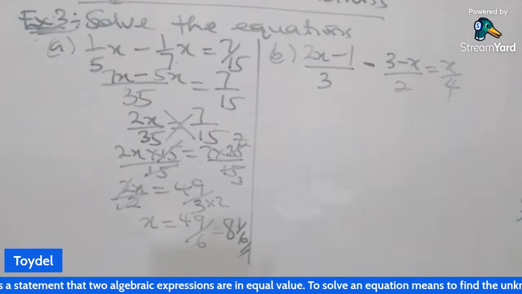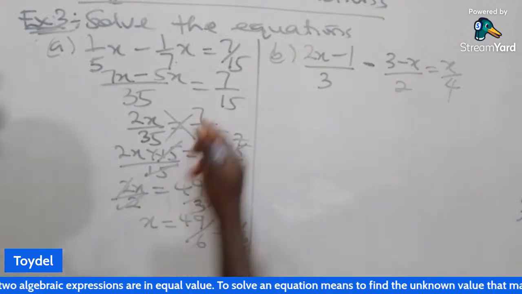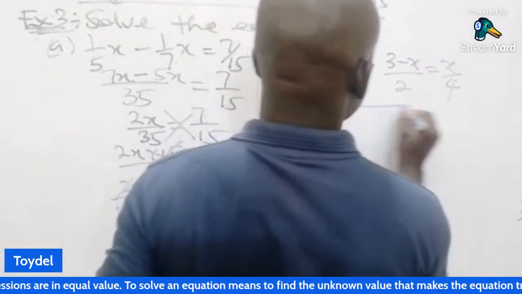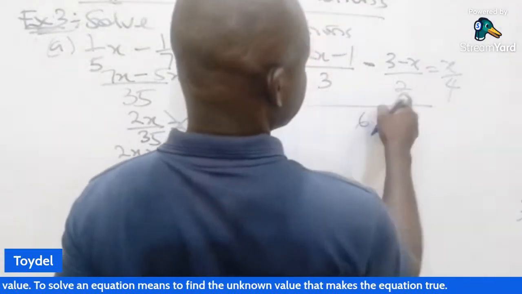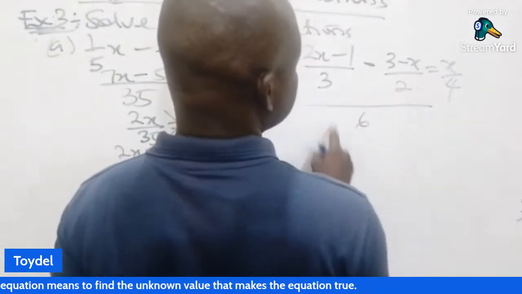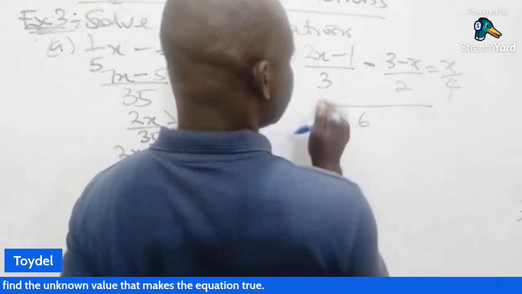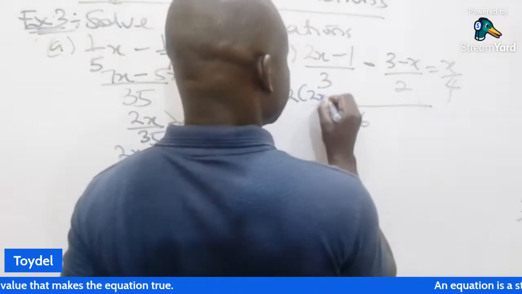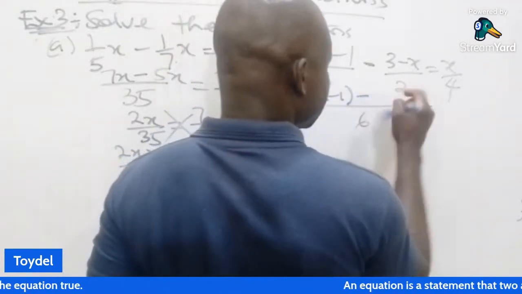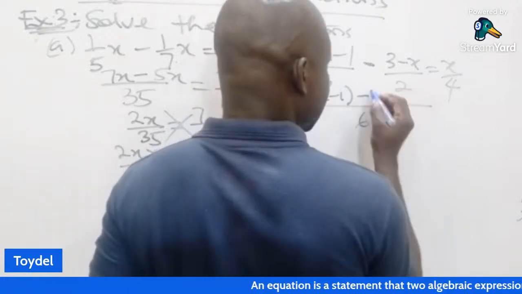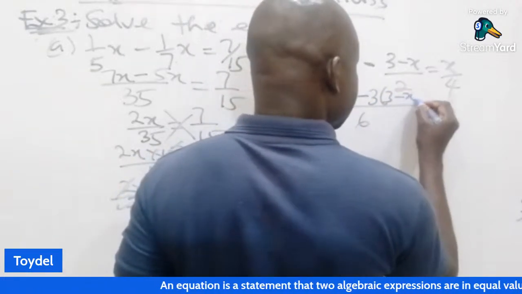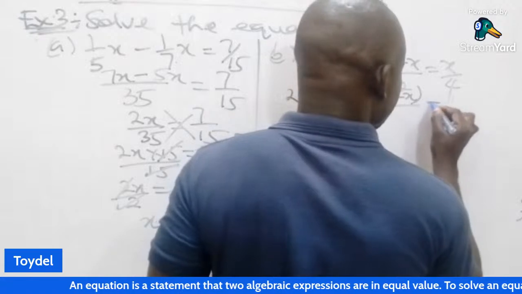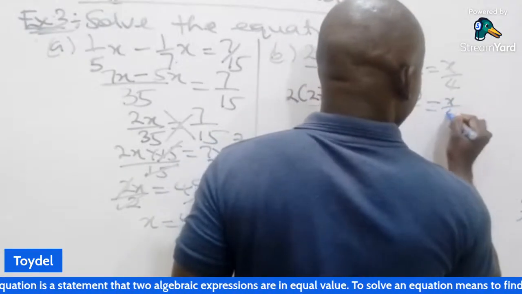Okay, so we go ahead and solve the right hand side. Here also we take the LCM. The LCM of 3 and 2 will be 6. So 3 in 6 is 2. We say 2 into bracket 2x minus 1, then minus 2 in 6, that's 3, into bracket 3 minus x. Everything is equal to x all over 4.